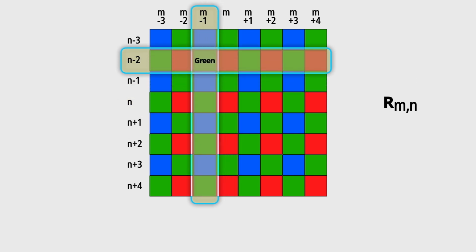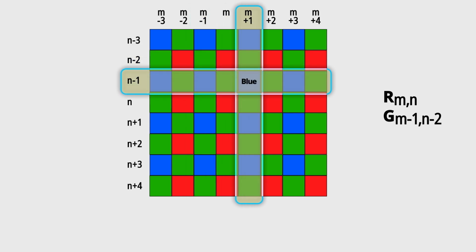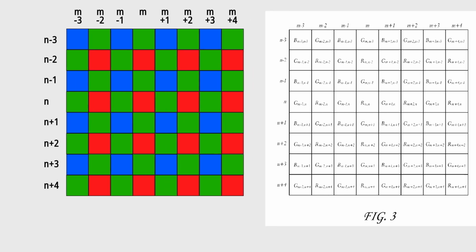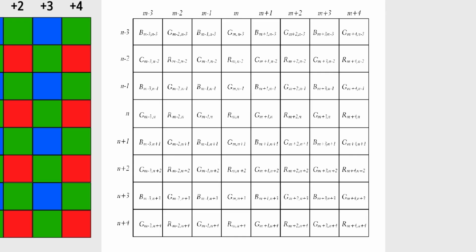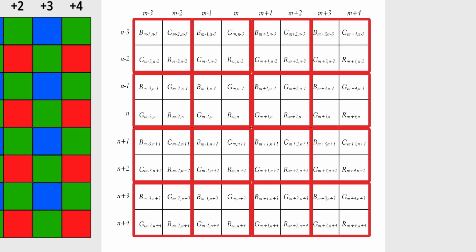Similarly, that green cell belongs to column M-1 and row N-2. So I can write its name down as green M-1 N-2. For this blue, it belongs to column M+1 and row N-1. So I can write its name down as BM+1 N-1. If we compare this with the main figure in Red's patent document, figure 3, we'll notice all those Bayer blocks, and we'll notice that indexing. That's M for the columns and N for rows. So that red cell in the intersect is called RMN. It's just like giving coordinates on a map.